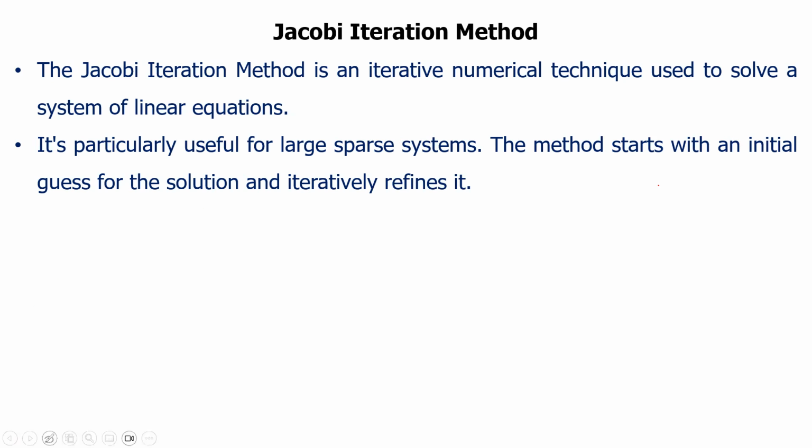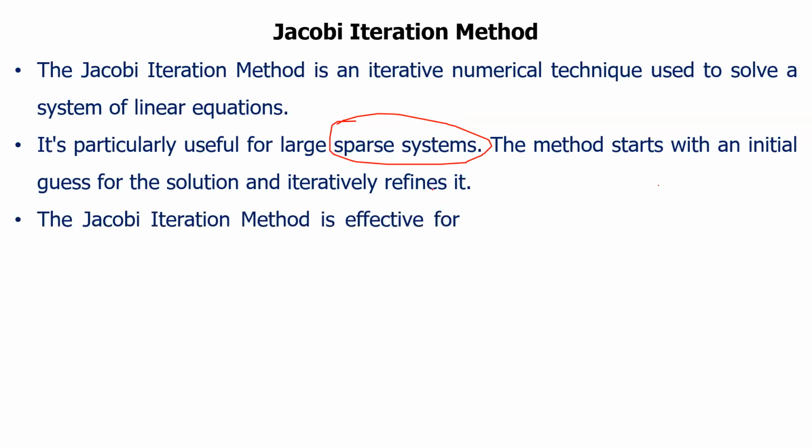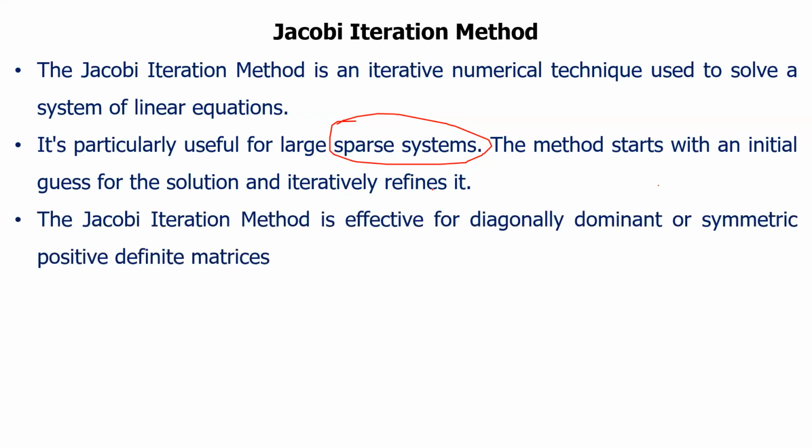So what is the meaning of a sparse system? We will discuss it when we take one example. So let me go ahead. The method starts with an initial guess for the solution and iteratively refines it. The Jacobi iteration method is effective for diagonally dominant or symmetric positive definite matrices.